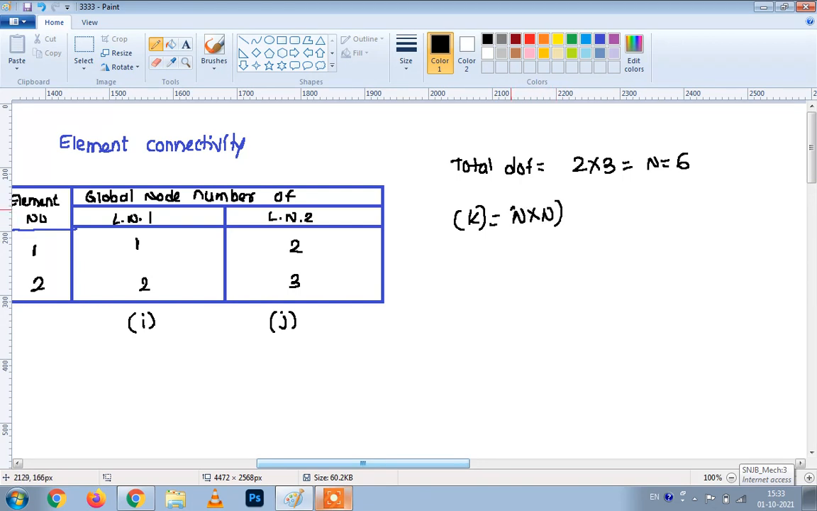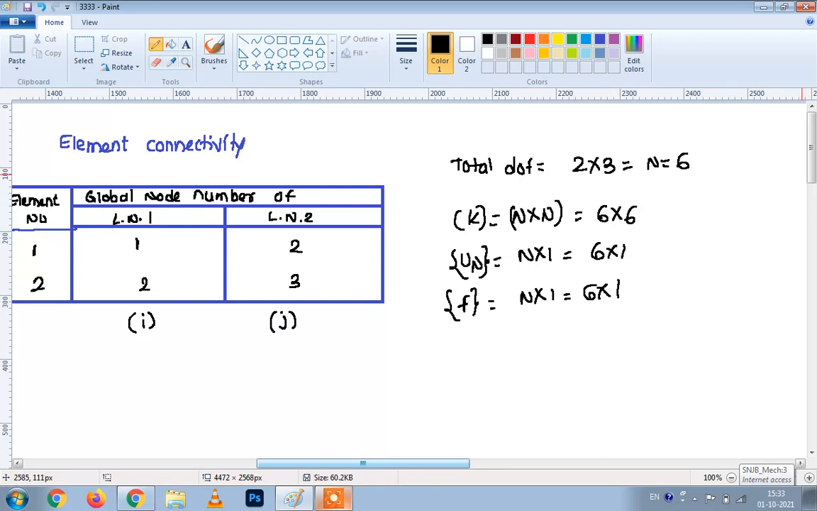N into n, so it will be 6 by 6. The dimension of the global displacement vector is n by 1, so it will be 6 by 1. The dimension of the force vector is also n by 1, so it will be 6 by 1.